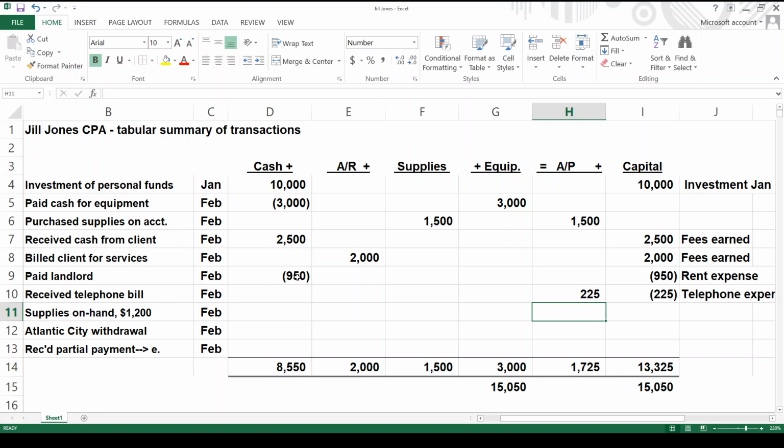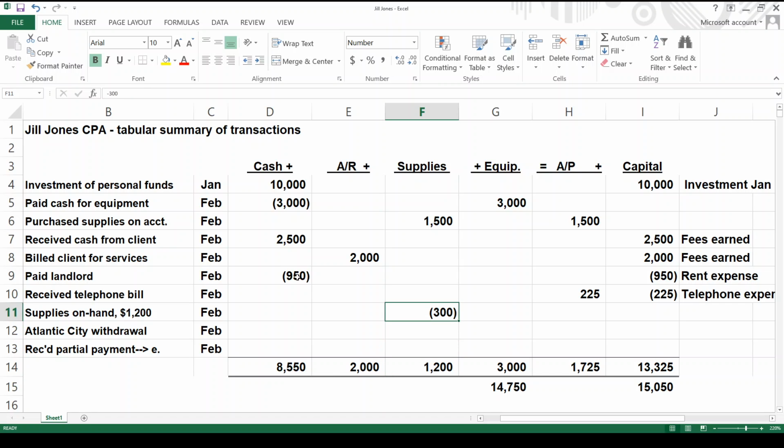Next, what happens? We send the unpaid intern into the supply closet. This person counts up the supplies and tells you, you know what? Those supplies that you bought from Uncle Normie, that you haven't even paid for yet, doesn't matter. Those supplies, you only have $1,200 worth of supplies left. So you do a little math and you say, well, if I have $1,200 worth of supplies left, I must have used $300 worth of supplies, yeah? That brings me down to $1,200, which is what I counted.